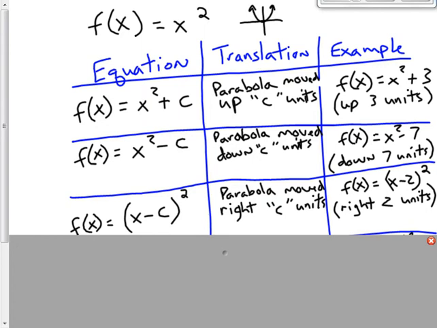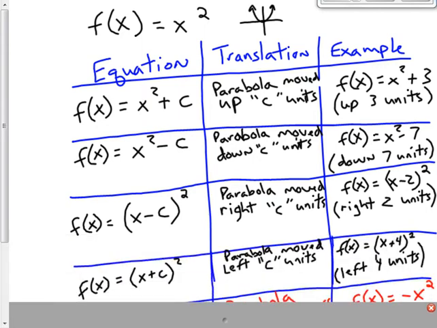For example, I have in parentheses x minus 2 quantity squared. It's still a u-shape because it has the squared, but I'm going to move this function right 2 units. So it's the opposite of what you would think if you put it on the inside. Same thing if I've got f of x plus c. I put the plus c on the inside, inside the absolute value, underneath the square root. All of those things are on the inside. So I take the parabola and I move it left c units. So the example x plus 4 quantity squared actually goes left 4 units.